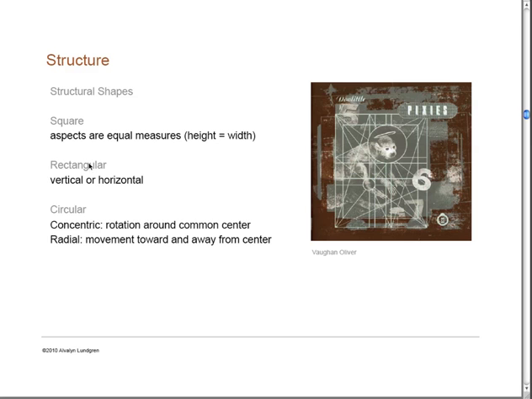Another structural shape is rectangular, where one aspect is going to be longer than the other, and the circular actually will be circular. And it can be divided concentrically, meaning things rotate around a center, or they can be divided radially in terms of things kind of going to the center and then moving out toward the edges, more like a clock face as opposed to the Target logo, which would be concentric.